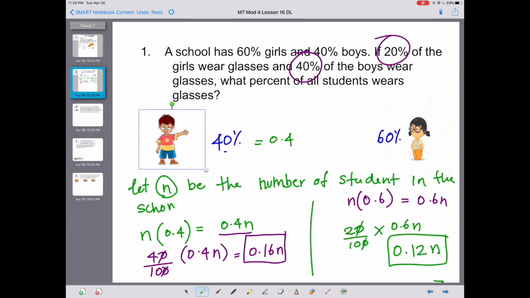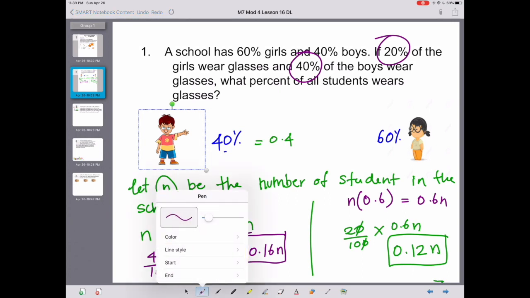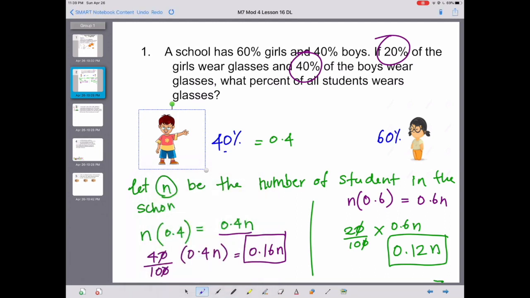I can also show you another way to do something that we have done in the past. Let me get a different color. Okay, so instead of writing this as 0.6, I can write this as 60 over 100 times n. It's the same thing. This is a substitution for this. So if I do that, it would be easy when I'm multiplying with a fraction like this. For example, let's do that here.